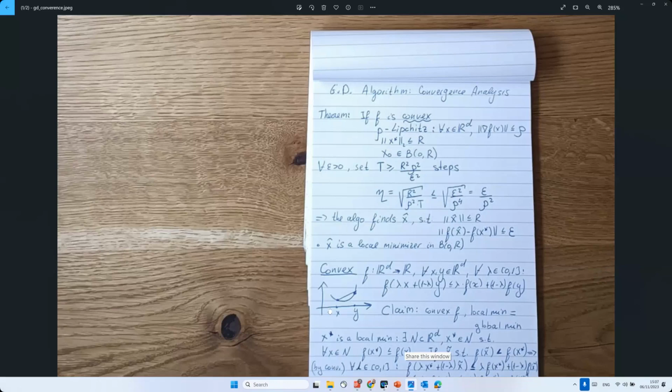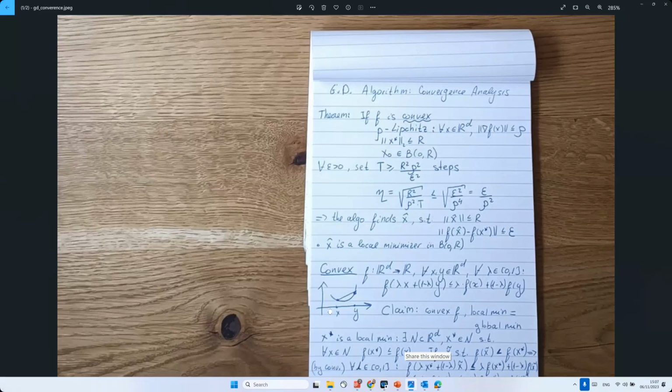So first of all, we need to assume that f is convex. I'm going to talk about what that is a little bit later. For now, just assume, okay, it's some nice property of a function. It's not so rare a property. Really many functions are convex. And the function should be rho-Lipschitz.